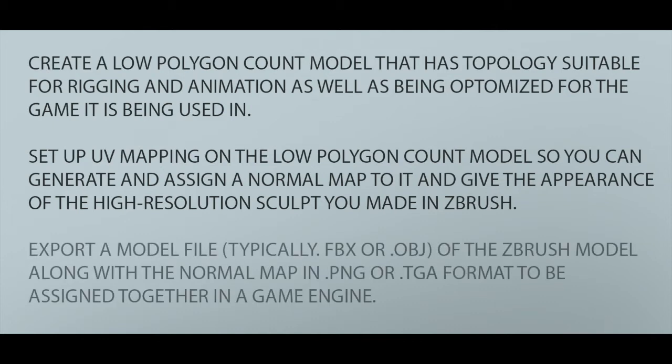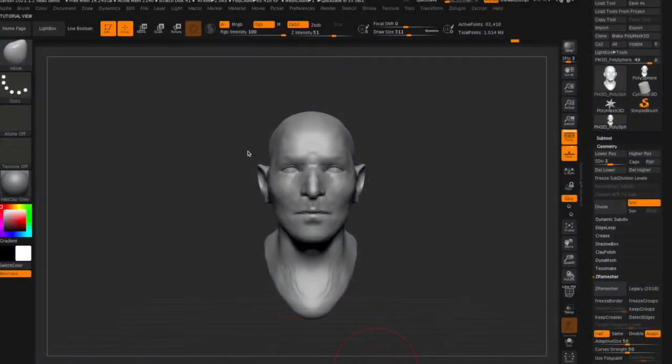And then the last thing is you have to export the model, typically in FBX or an OBJ of the ZBrush file, along with the normal map in PNG or Targa format, and you bring these things together in a game engine like Unity or Unreal, and then it looks just like what you made in ZBrush, and you can animate it. So the most important part of the process, I'm going to give a demo, and I'll walk you through it and talk it out as I do it.